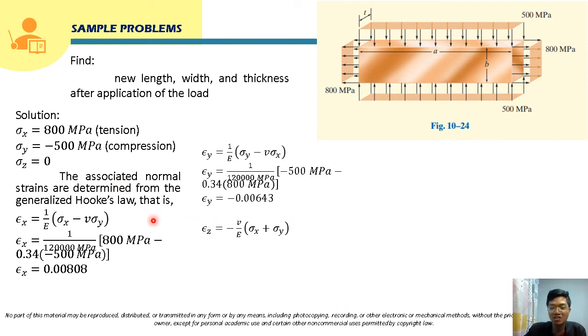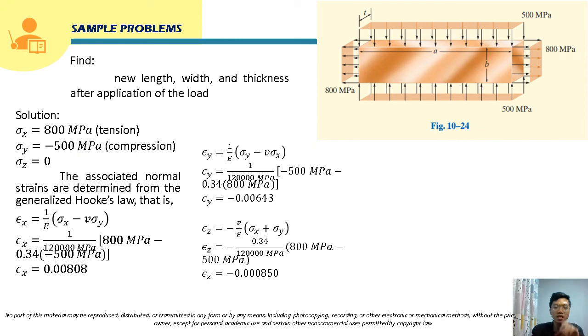Let's just substitute the values here, class. This is negative ν, Poisson's ratio, over E times (σx plus σy). Substituting the values, this will be negative 0.34 over 120,000 megapascal times (800 minus 500), since our σy is negative. Solving this, this will be negative 0.00085.